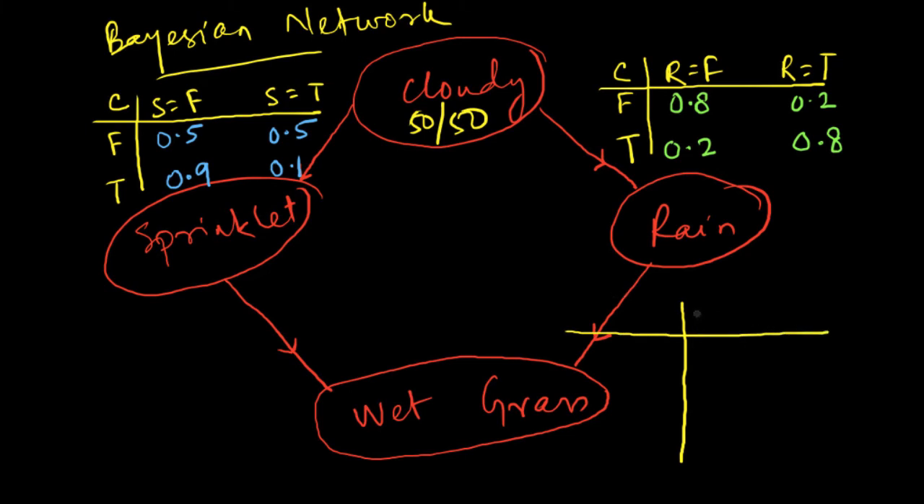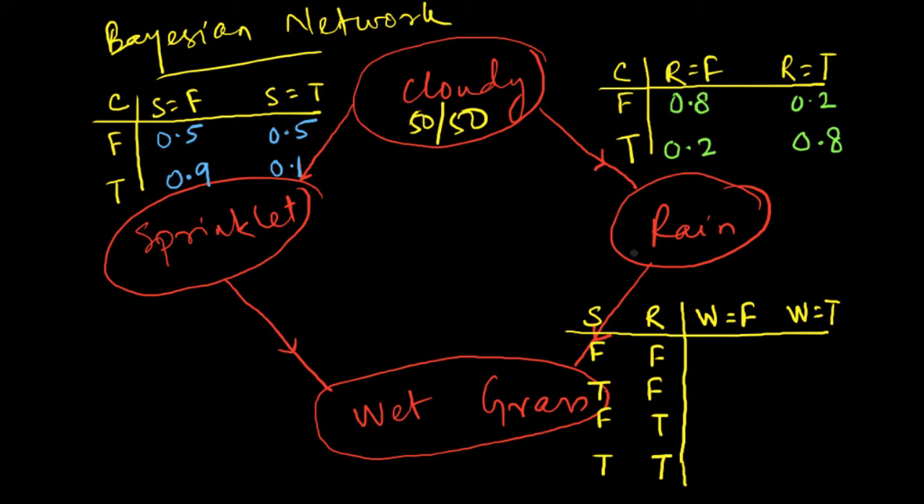So finally, whether your grass is wet or not, so let's say the wet is false is this option and the wet is true is this option, and this now depends on two possibilities. One is the sprinklet and one is the rain. So you have 2 into 2, 4 possibilities. Either both the sprinklet and the rain are false, either this is true and this is false, or this is false and this is true, and both are true in a very rare situation.